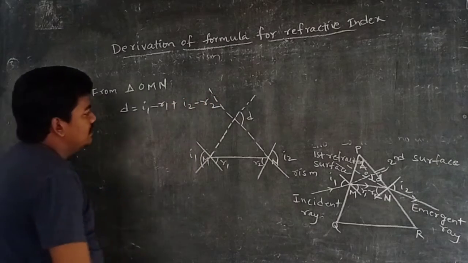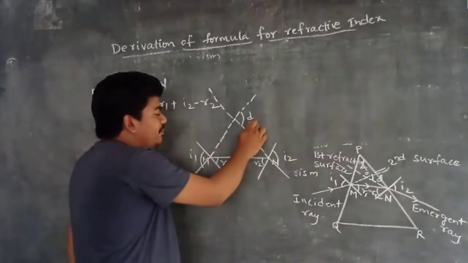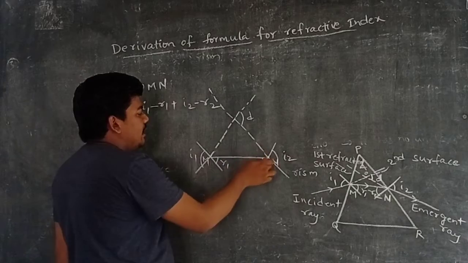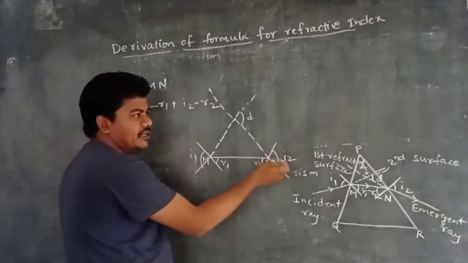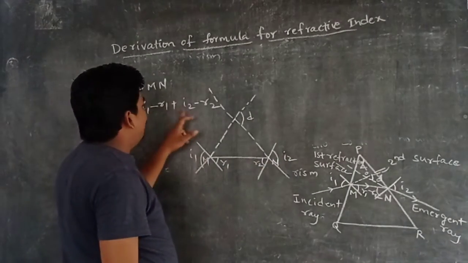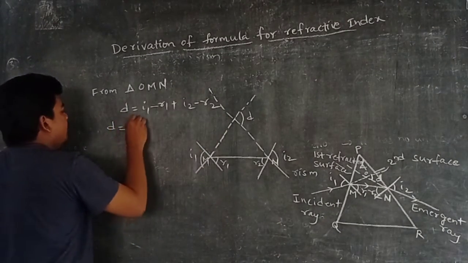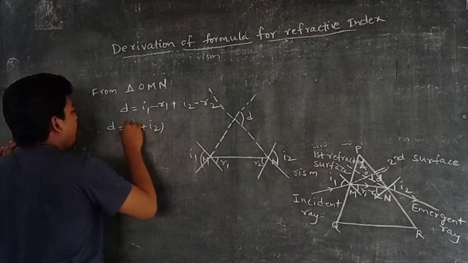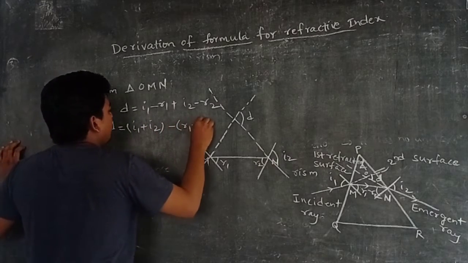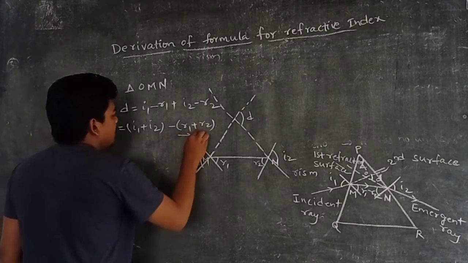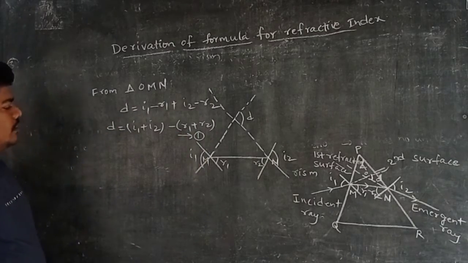Why are we taking it like this? In a triangle, angle D is the exterior angle, and I1 minus R1 is one interior angle, I2 minus R2 is another interior angle. When you see here, D is equal to I1 plus I2 minus (R1 plus R2). We have to write it like this. This is taken as equation number 1.